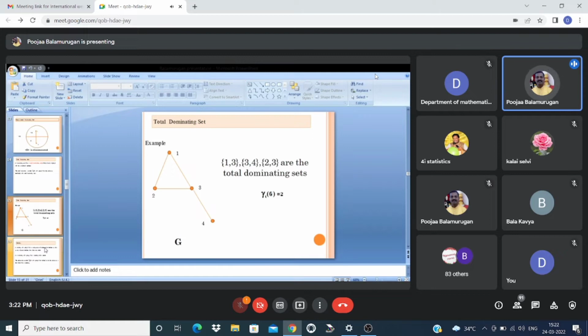Okay, we consider one graph, a triangle with one pendant vertex. You take {1,3} and {3,4}, because to dominate vertex 1 you need the third point, and to dominate the third you need the single point 1. So automatically {1,3}, then {3,4} and {2,3}. So here 3 total dominating sets are there. Therefore the total domination number is only 2. The cardinality of D1, D2, D3 is 2, right? So this is a total dominating set of G.